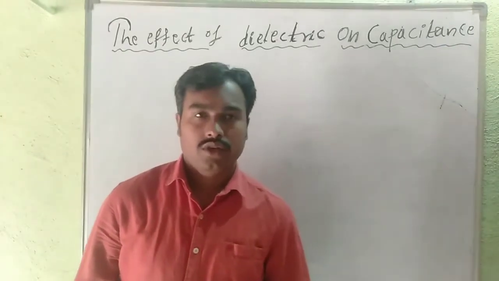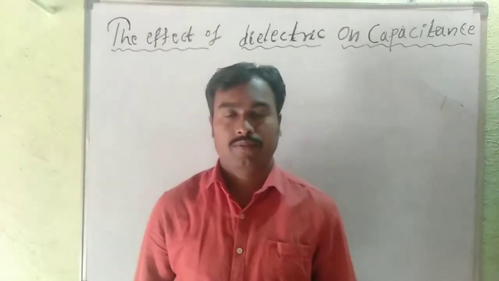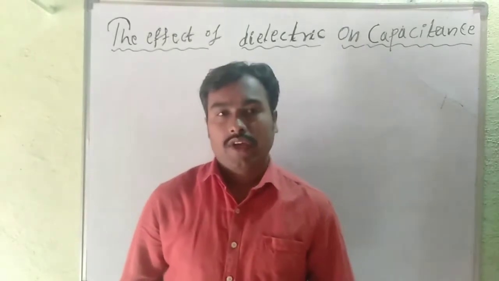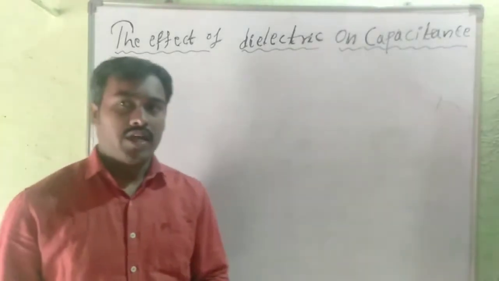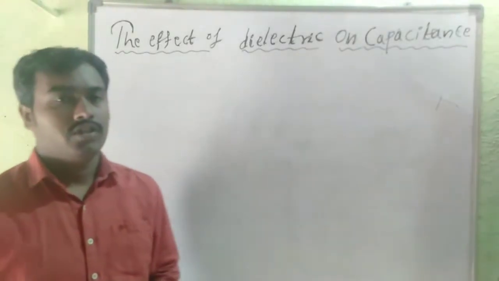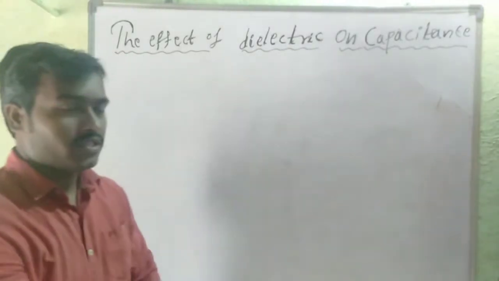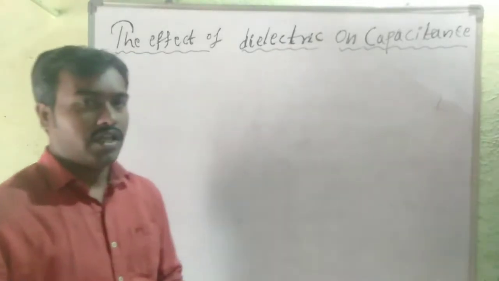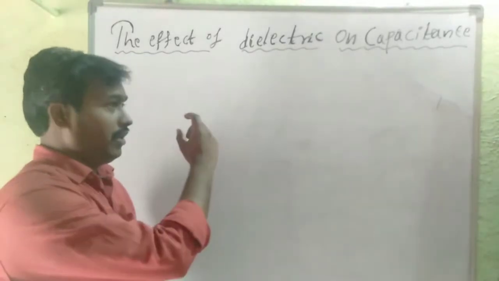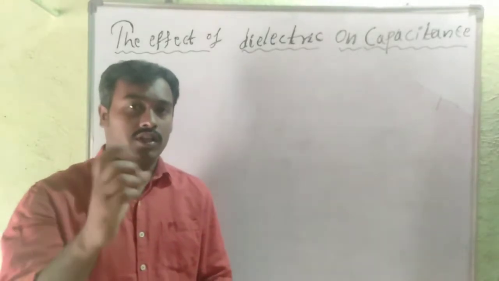Last class we discussed the capacitance of parallel plate capacitors. In this class we are going to study the effect of dielectric on capacitance. Consider two parallel plates. When a dielectric is placed in between these two plates, what are the effects on capacitance?